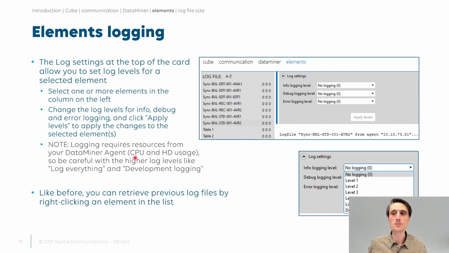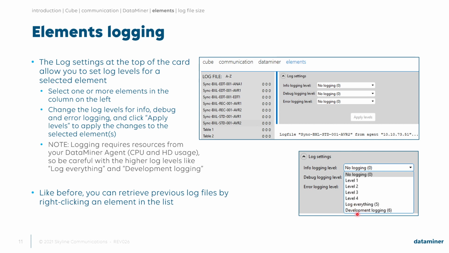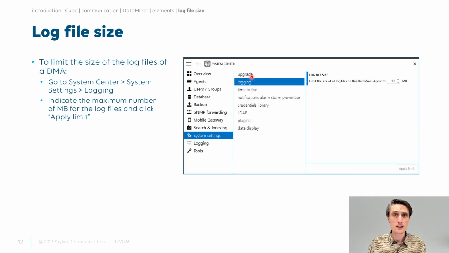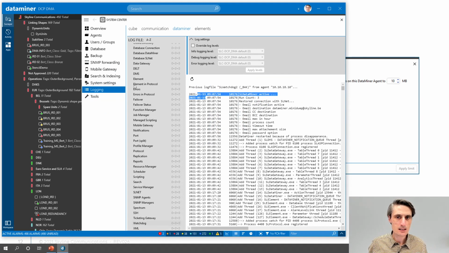Again, the same note, be careful. Typically you want to leave everything on 0 on a production system, but if you're developing, you might want to bump that up to log everything, or maybe even development logging, which would generate a lot of the communication as well. So maybe I'll show that as well, because there's also a convenient shortcut.